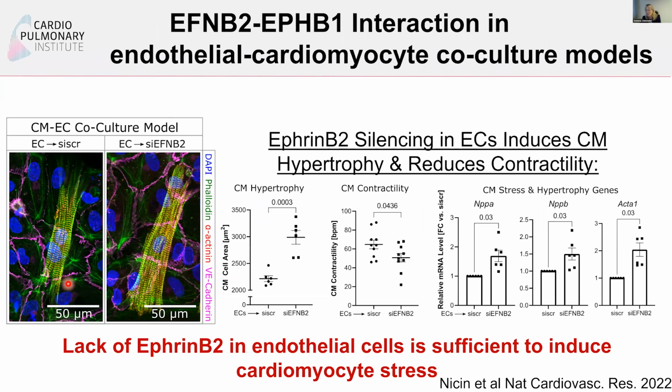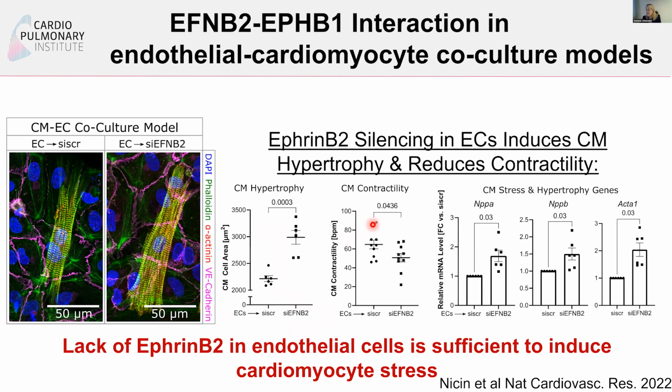Here you can see the cardiomyocytes, and at the bottom you see the endothelial cells. These are the control conditions, and these are the conditions where we depleted Ephrin-B2 in endothelial cells. And you can appreciate the cardiomyocytes look bigger. So the removal of Ephrin-B2 in endothelial cells leads to an induction of hypertrophic responses in cardiomyocytes. This is quantified here on the right-hand side: silencing of Ephrin-B2 induced cardiomyocyte hypertrophy.